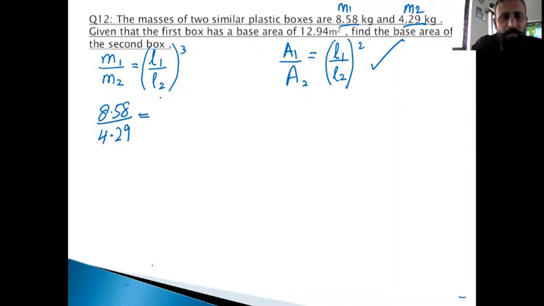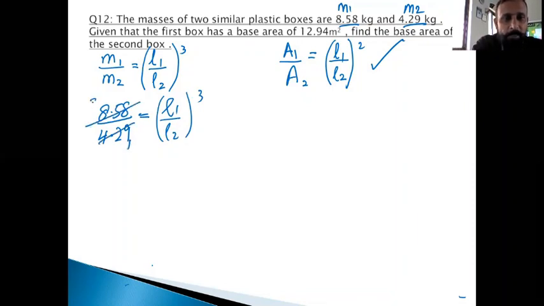So we can calculate the ratio of masses, ratio of lengths, L1 upon L2 the whole cube. All right, now 4.29 ones are 4.29 twos are. So boys and girls, we have this scenario now. 2 upon 1 equals L1 upon L2 the whole cube.